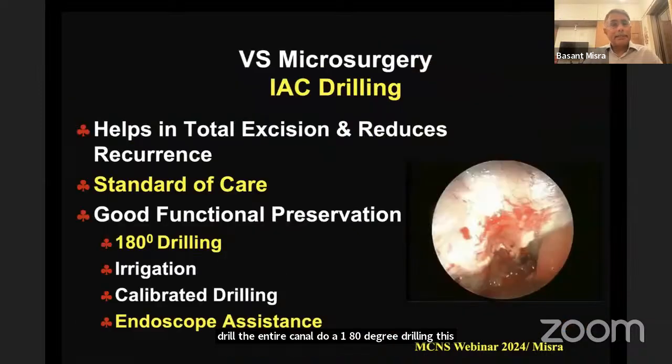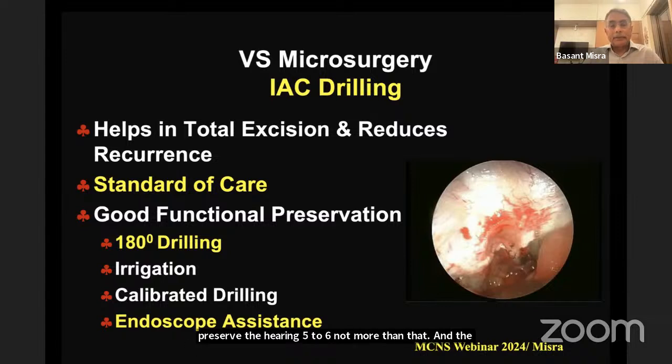People have it. Please read it, because this is a beautiful educational book, and I would definitely recommend that young neurosurgeons have it and read it. So we believe that it helps in total excision, reduces recurrence, and is standard of care: 180-degree drilling, and some precautions. Use a lot of irrigation, so that you don't produce heat and the heat does not damage the nerves. Calibrated drilling, especially if you're trying to preserve the hearing, 5 to 6 millimeters, not more than that.